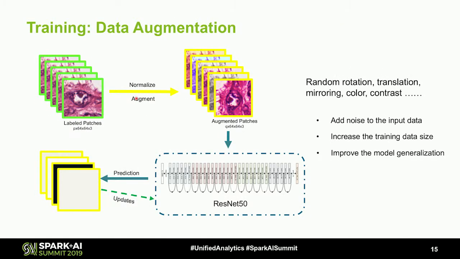Before we train the model, we add augmentation and normalization to the mitosis candidates. Basically, we want to add noise to the training data sets and also increase the training data size, especially the number of mitosis samples, to avoid the data imbalance issue.